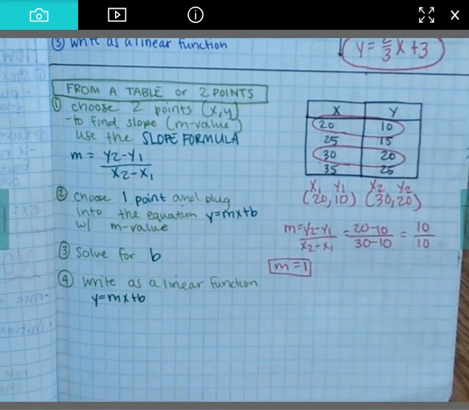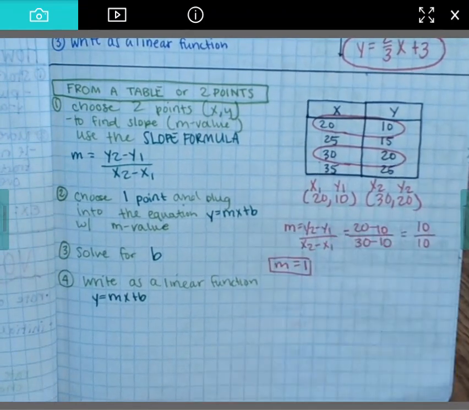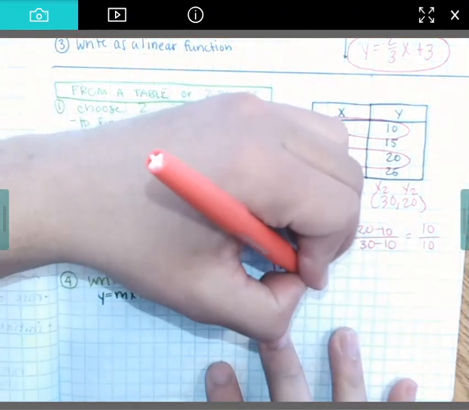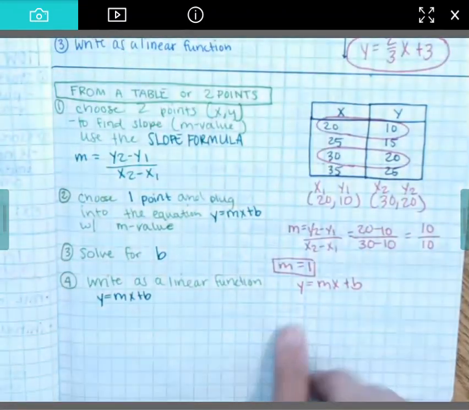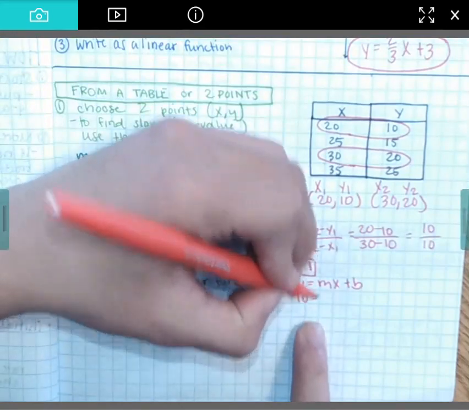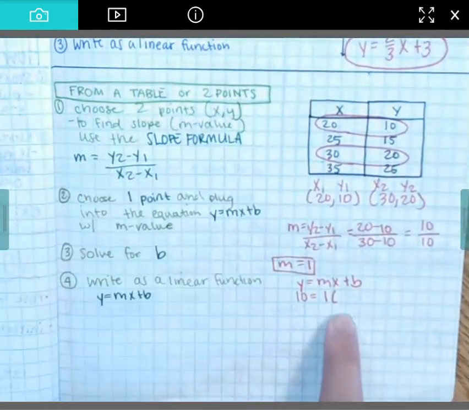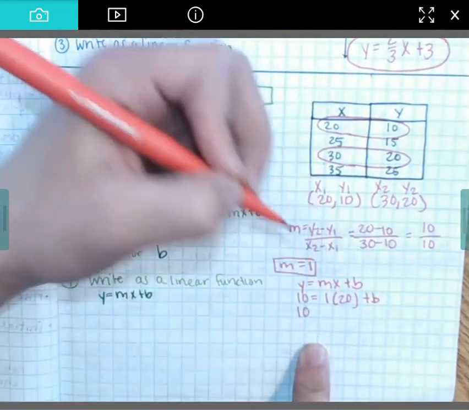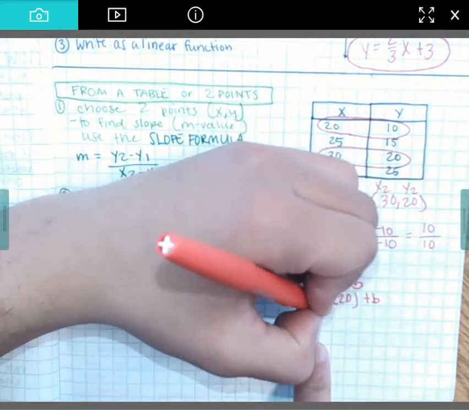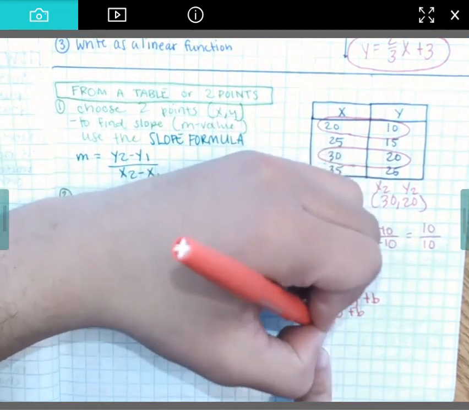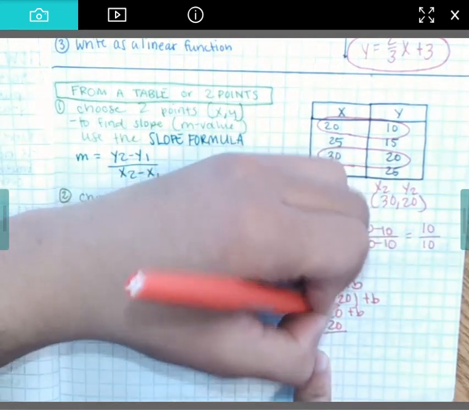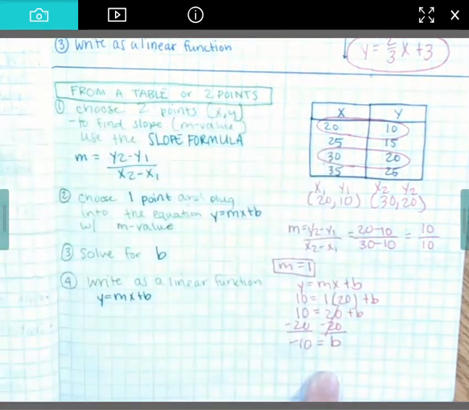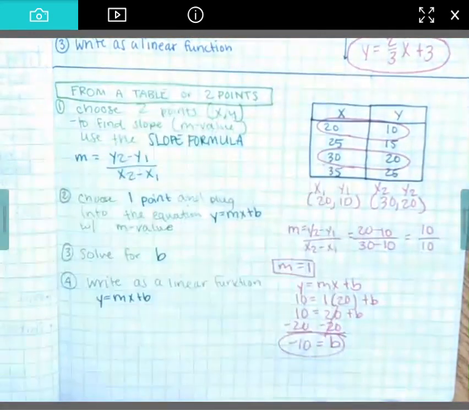Now we're going to pick a point. It can be 20, 10 or it can be 30, 20, and we're just going to put it into y equals mx plus b. So we know the y value is going to be 10, our m value is 1, our x value is 20, but we don't know b. So 10 equals 1 times 20, which is 20. We'll subtract 20 from both sides to solve for b. So negative 10 equals b. We figured out our b value.